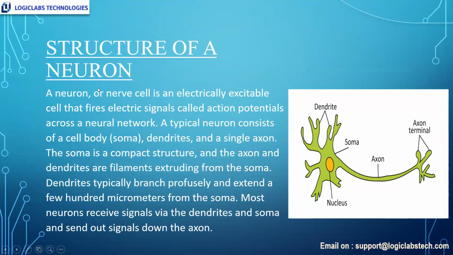Next is the structure of the neuron. The neuron is the structural and functional unit of our nervous system. It contains different parts: the dendrites, the branched structures present in the neuron, then the nucleus, the cell body or soma, the axon, as well as the axon terminal, which is present at the end. Most neurons receive signals via the dendrites and soma and send them out through the axon. So this is how the structure of a neuron actually looks.